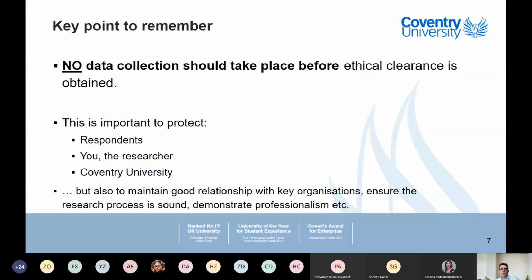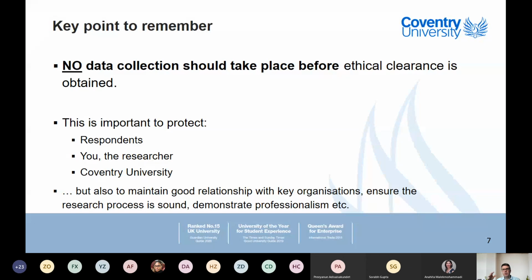The reason why we need ethical clearance and go through an ethical application is to protect yourself against the risks we've mentioned: the physical risk, emotional risk, and potentially legal risks, because you might have liability issues if you were saying things which were not appropriate and so on. It's to protect the respondents, we've mentioned those, and also to protect the university and the reputation of the university. Okay, so you don't want to create damage.